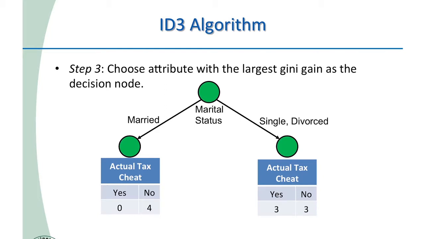So now let's start building a decision tree by adding children nodes for marital status. So it's marital status equals married and marital status equals single or divorced. If it's married, the actual tax cheat count is 0 yes, 4 no. While if it's single or divorced, you have 3 yes and 3 no.